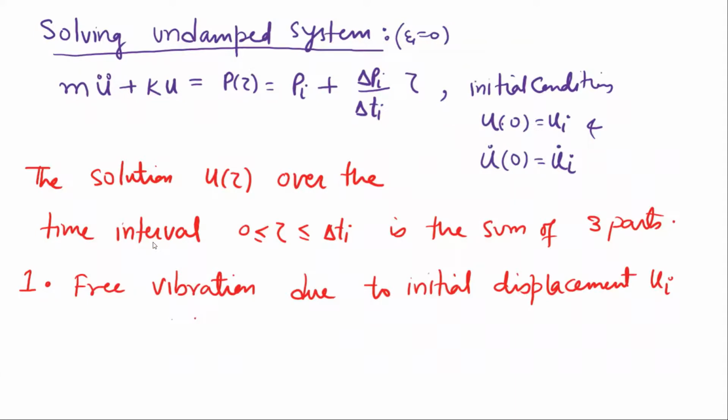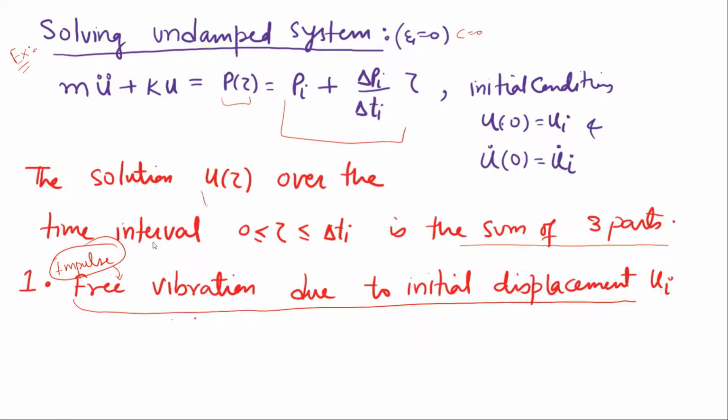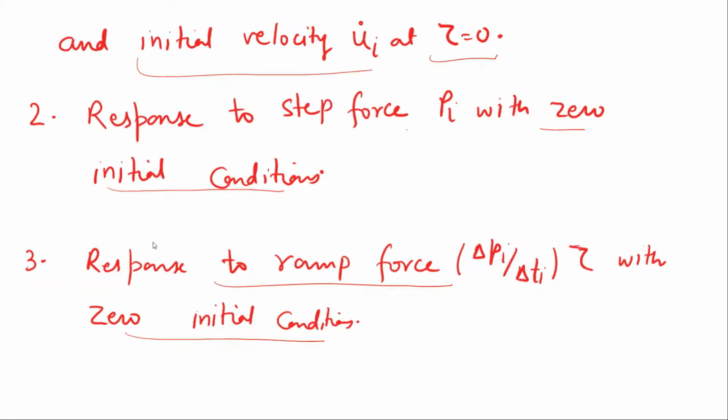So here it's stating that to find the solution u tau, we have to solve for three cases: the free vibration case, that is the impulse case, then the response to step forces. So second is the step force we have to solve, and then third the ramp force. So we have to solve for three conditions.